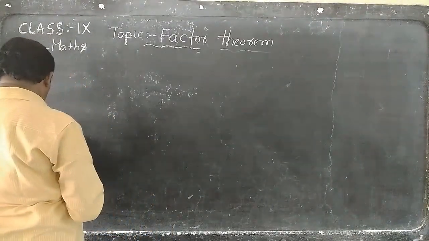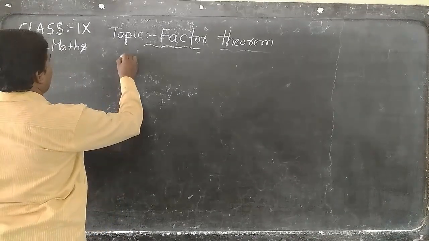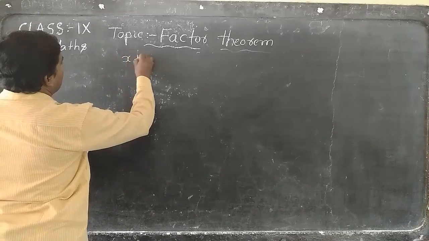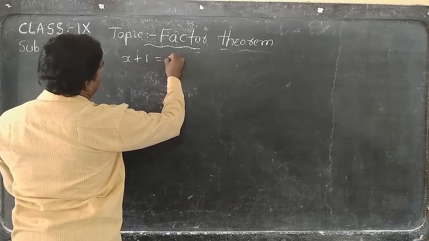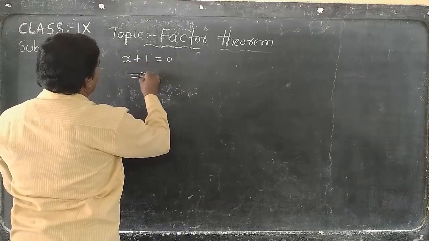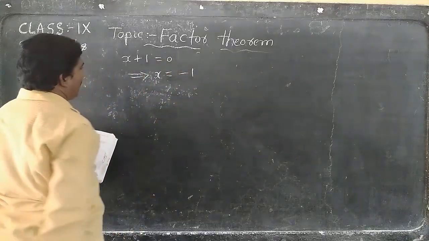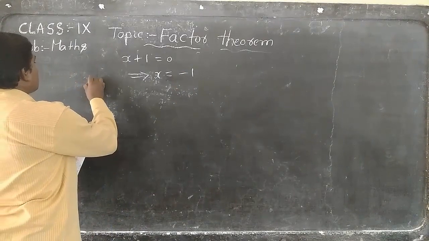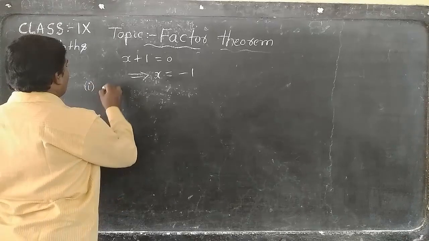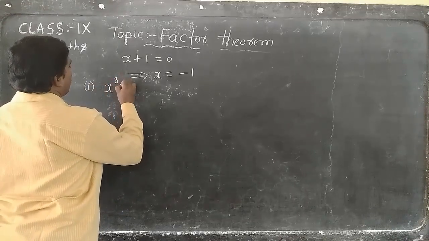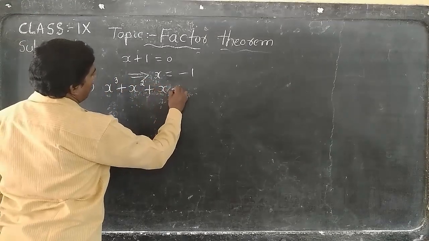For example, see here, determine which of the following polynomials has x plus 1 as a factor. With x plus 1 equal to 0, x is equal to plus 1 and that side going is minus 1, so x is equal to minus 1. The first polynomial is x cube plus x square plus x plus 1.